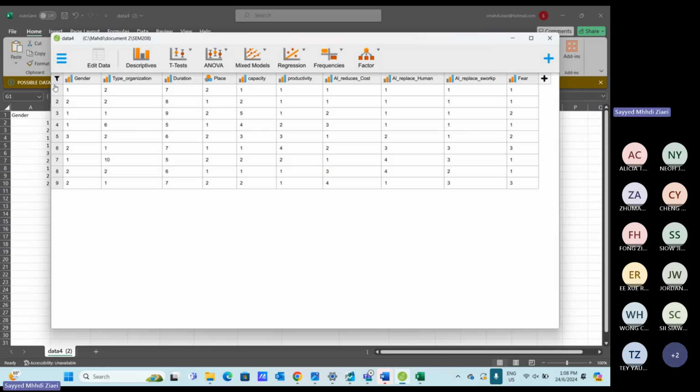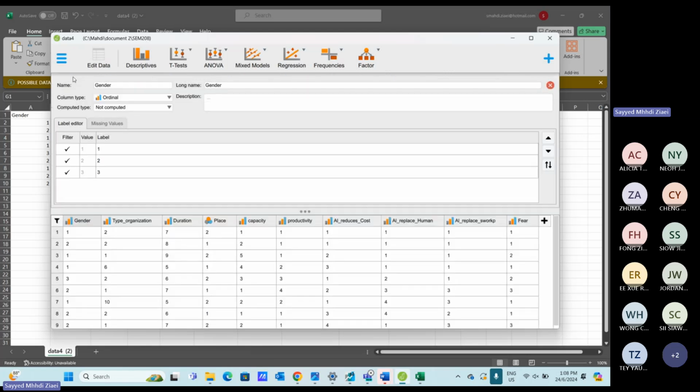Okay, first of all, you can change numbers to the factors that you have in your survey. For example, we have gender. Double click on this variable, gender, and then you have different options: ordinal, scale, nominal. This one is ordinal. Instead of 1, 2, 3, you can write the names of them, put a label on them.